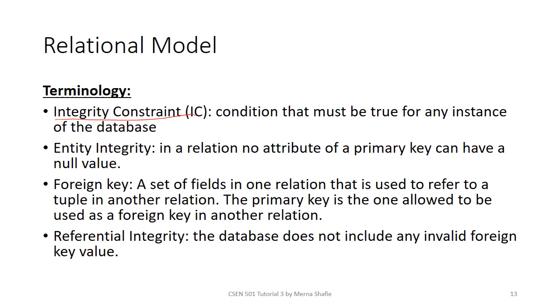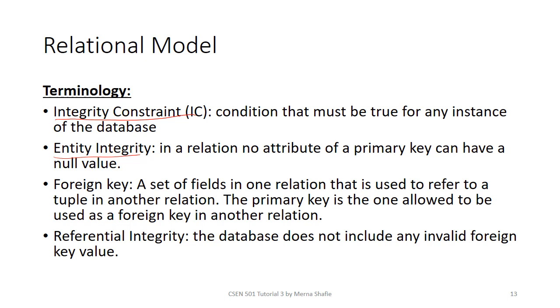And then we will have the entity integrity, which means that in a relation, no attribute of a primary key can have a null value, which is exactly the example that I used to explain the integrity constraint. Entity integrity is one example of the integrity constraint, that the primary key can never have a null value.